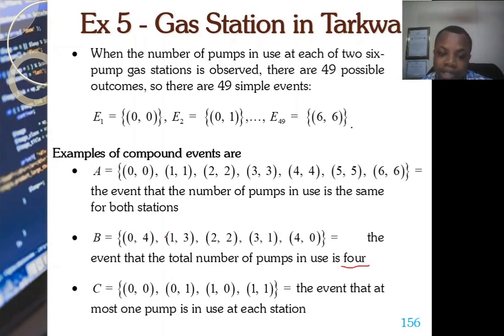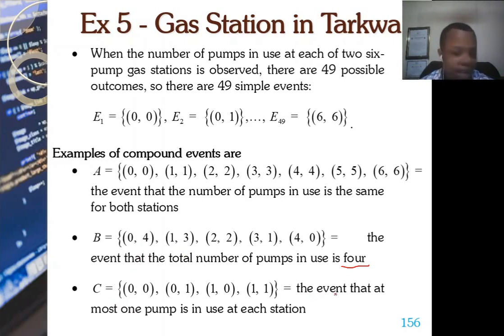It means that the total number of pumps that are supposed to be used in these two stations should be exactly 4. I mean the addition should give you 4. And so we could have (0, 4), (0, 3)... (2, 2), (3, 1), and (1, 4), (1, 0)... So these are the possible combinations or the possible outcomes that could make this event come true. And because this event has more outcomes within, that makes it a compound event.